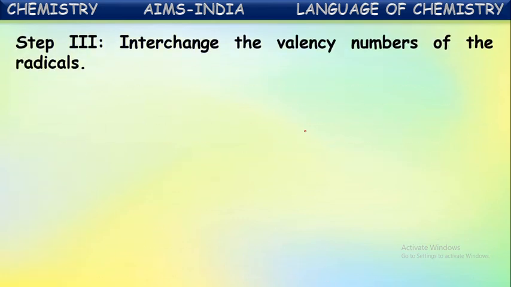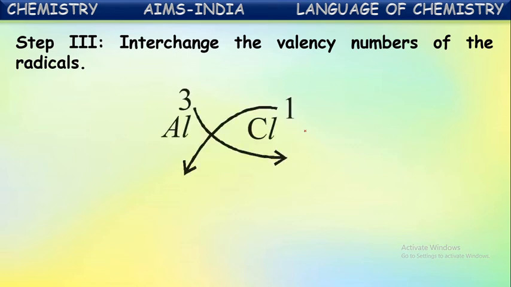In the third step, we interchange the valency numbers of these radicals. The number remaining from the valency of the first or positive ion is written at the right bottom of the negative ion. And the number remaining in the charge or valency of the negative ion is written at the right bottom of the positive ion. See here, for aluminium the remaining number is 3. This is written at the right bottom of chlorine. And this 1 is written at the right bottom of aluminium.